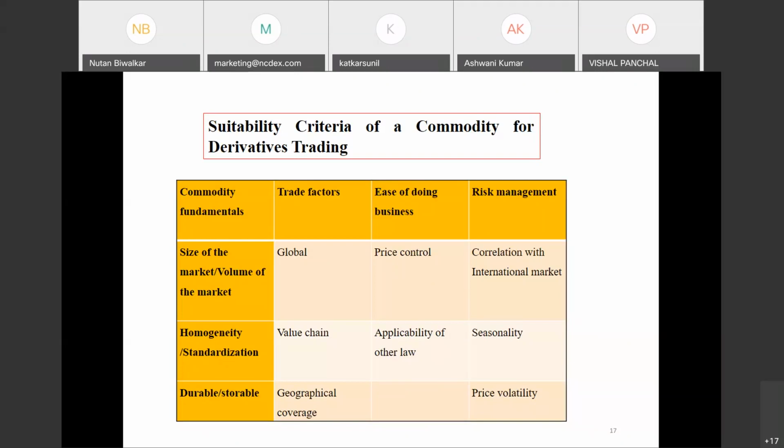Seasonality is also necessary, because if the commodity is seasonal, it is very conducive for futures trading. Homogeneity is there, size should be large, highly demanded. As I told you, it is a perfect competition doctrine.